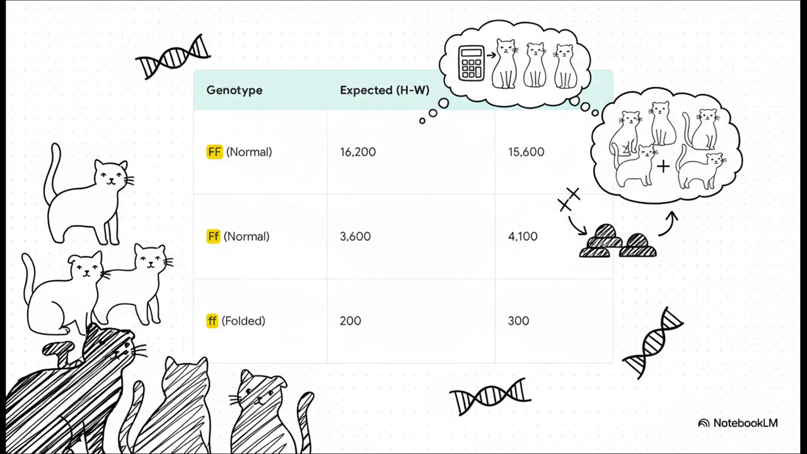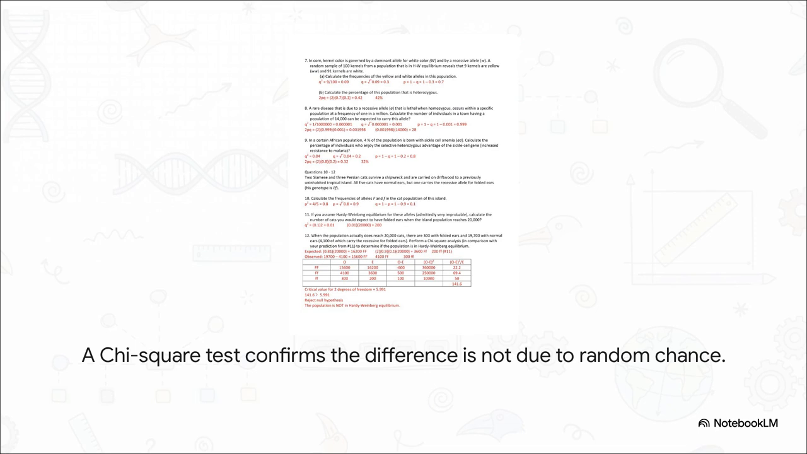And whoa, look at that. They don't match up at all. There are way more cats with folded ears and way more heterozygotes than our perfect ruler predicted. Something's up. So is this difference a big deal, or could it just be a random fluke?